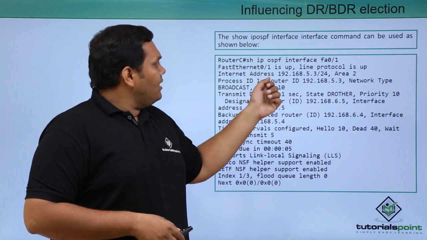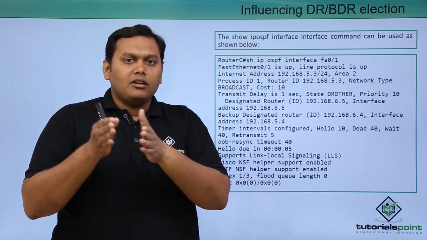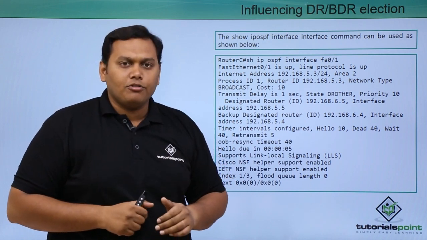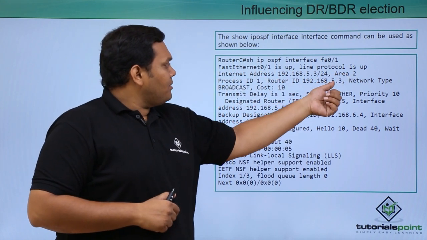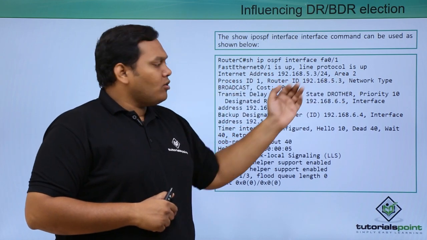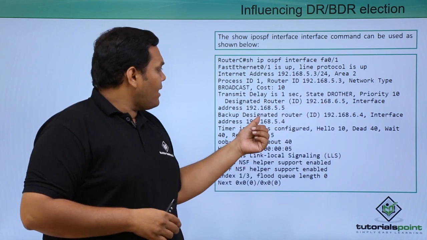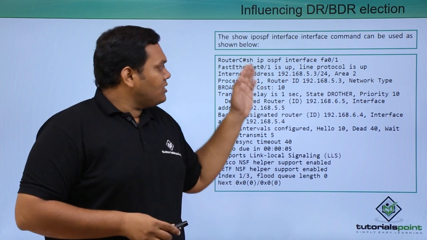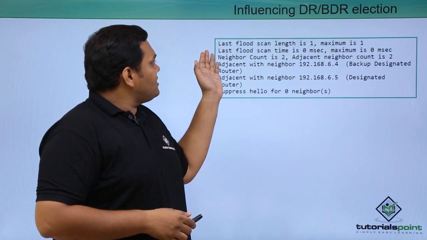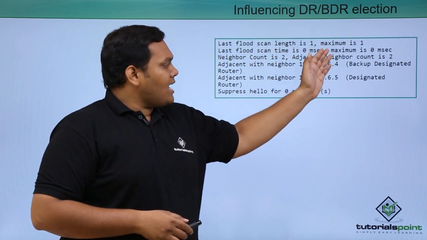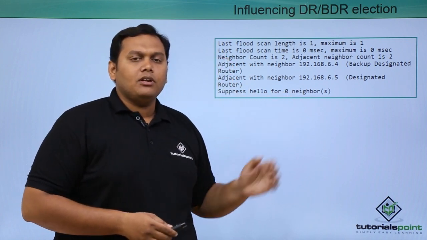You see the show ip ospf interface command. This command gives you the details of the DR and BDR and all the details of the OSPF configuration. You get the interface number, which is up, line protocol is up, belongs to the area, internet address is 5.3/24, and all the designated router information with the router ID is given here, and also the backup designated router information. You can also see the flood queue length is 0 and maximum is 1, and hello for 0 neighbors. So, there are no neighbors for router C here.